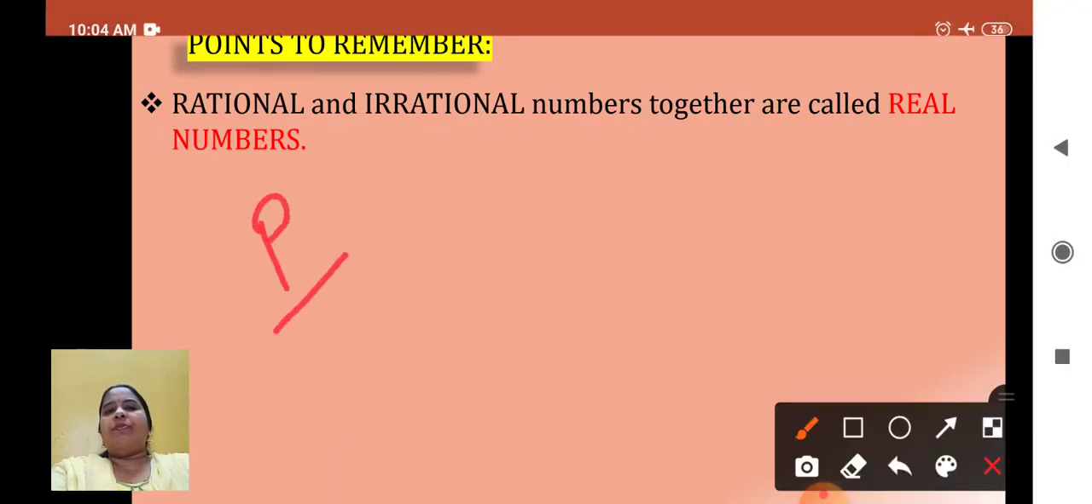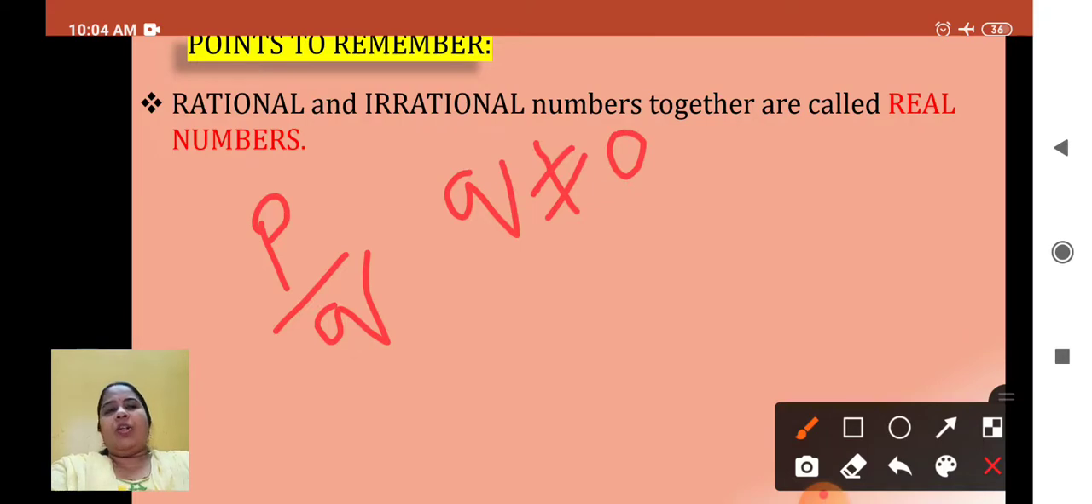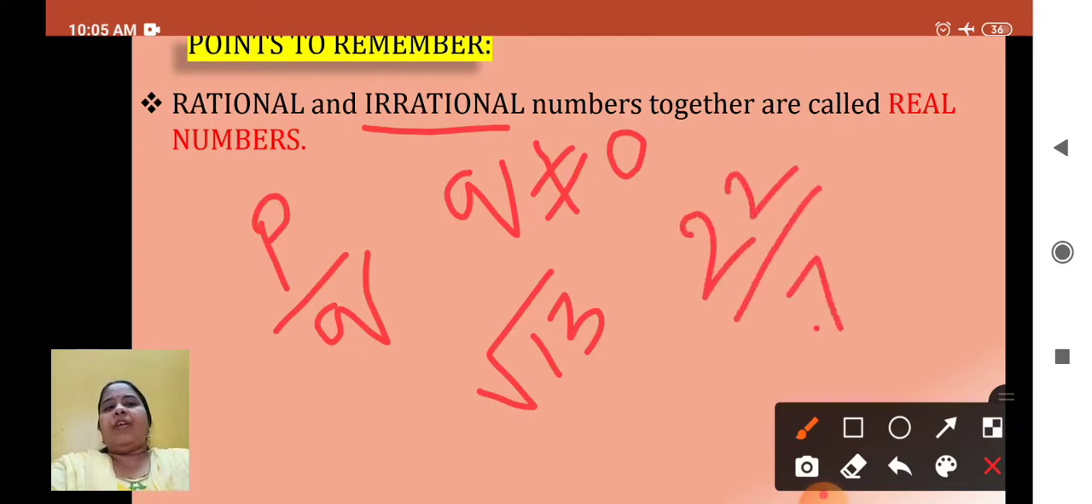Rational numbers are those numbers which are written in the form of P upon Q, where this denominator should not be equal to 0. Okay, all these numbers are called as rational numbers. What are irrational numbers? Irrational numbers are non-perfect squares. Suppose I write 13. Is it a perfect square? No. So it is an irrational number. Or when I divide this 22 upon 7, you will find the answer is non-terminating and non-recurring. So all such numbers are called as irrational numbers.